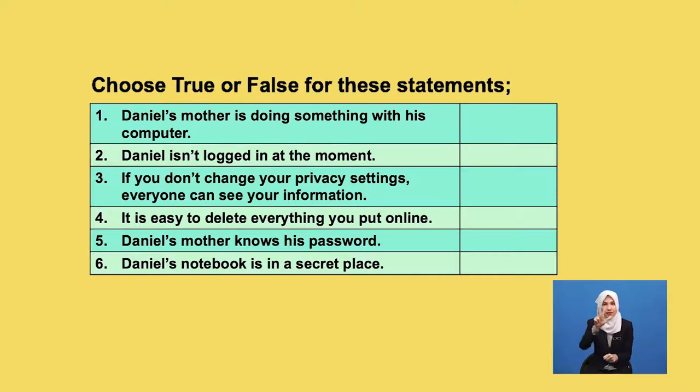Three, if you don't change your privacy settings, everyone can see your information. Number four, it is easy to delete everything you put online. Number five, Daniel's mother knows his password. And lastly, number six, Daniel's notebook is in a secret place. Okay, are you ready? Let's begin.